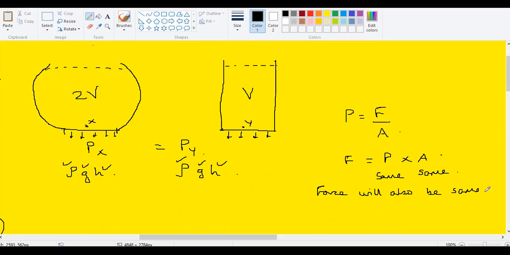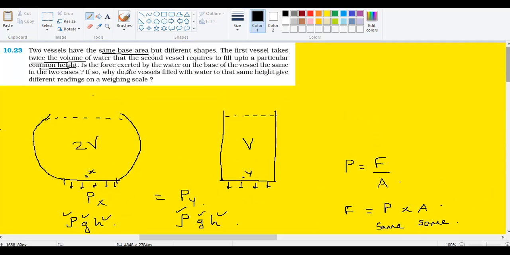This is a conceptual question. Okay. So now what they're asking is, why do the vessels filled with water to that same height give different readings on a weighing scale? So obviously it makes sense that if I put it on a weighing machine, this will show me 2 kg, this will show me 1 kg, for example.